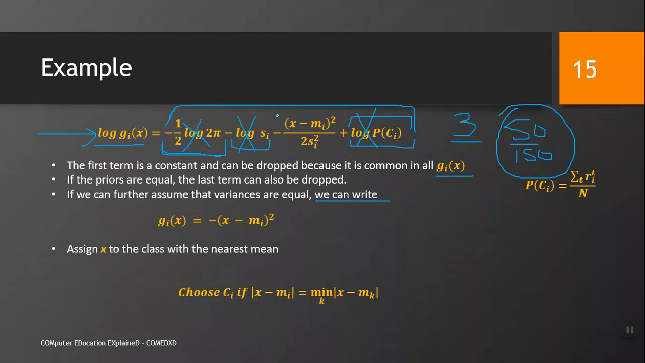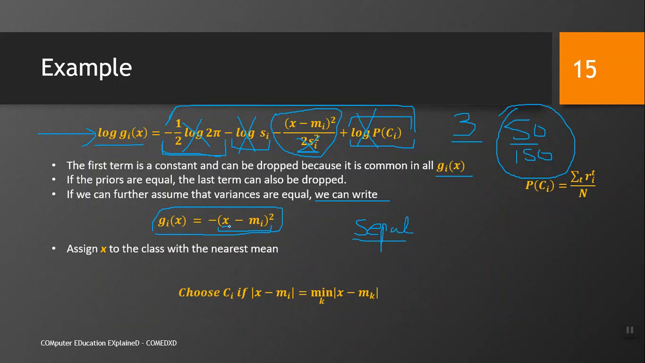Then we are left with only this, and because these are equal, we can also ignore it and consider it as 1. So we are left with g(x) equal to minus (x minus m) squared, right. And we are given a flower set, let us say we are working with a flower set with only one feature, which is sepal width or sepal length, as before.